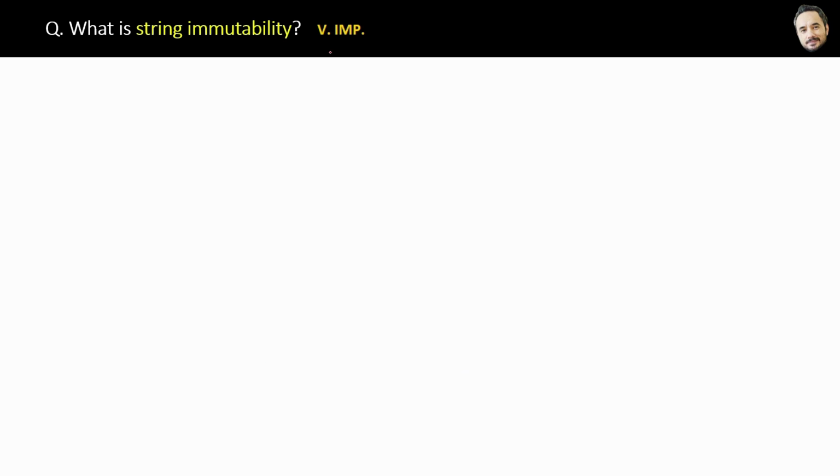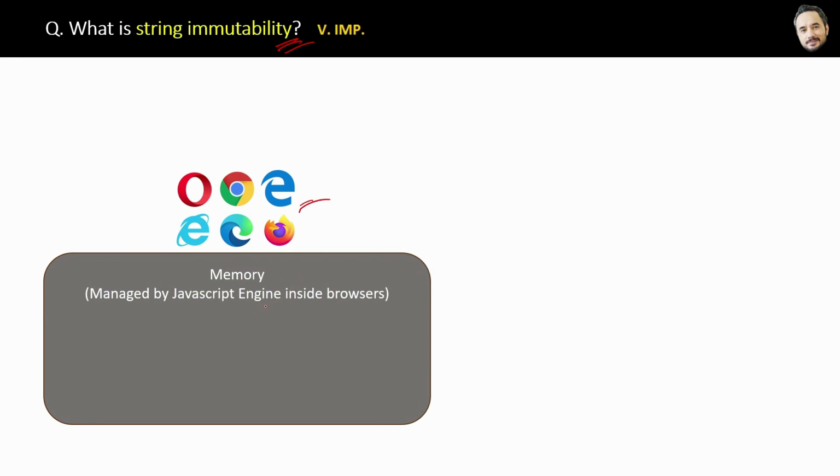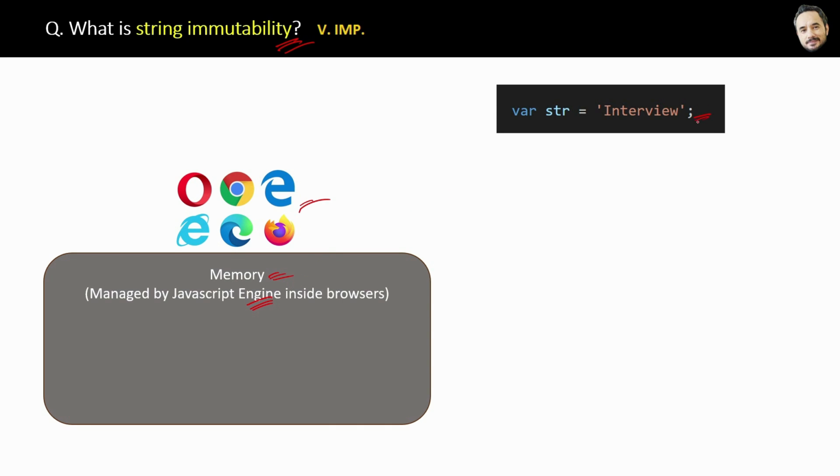What is string immutability? Very important concept to know. We know we have browsers installed on our systems, and all these browsers have the JavaScript engine inside them, right? Now the JavaScript engine has the memory to store variables and other things in our programs, okay? So whenever we create a string or variable like this, a new memory has been allocated to the string. That memory will have some address and data inside it, right?